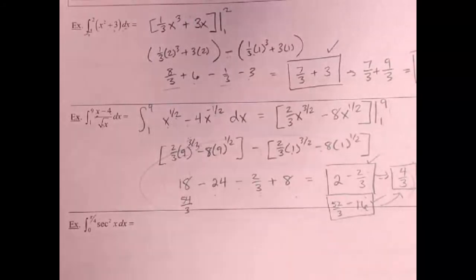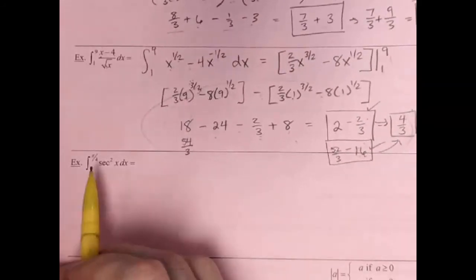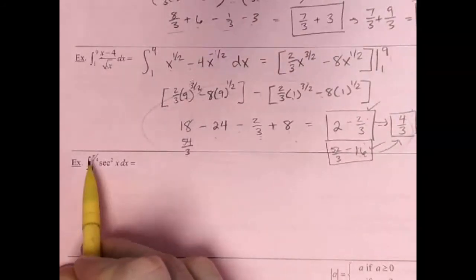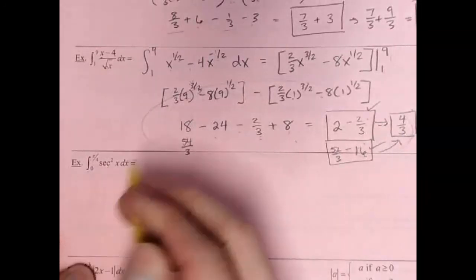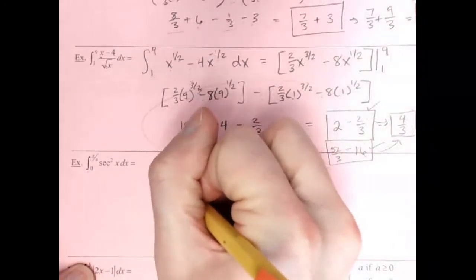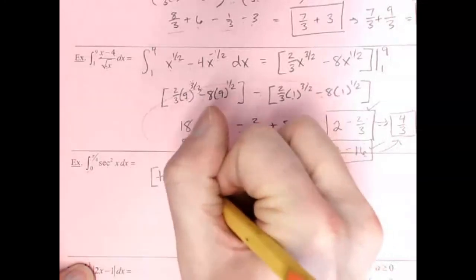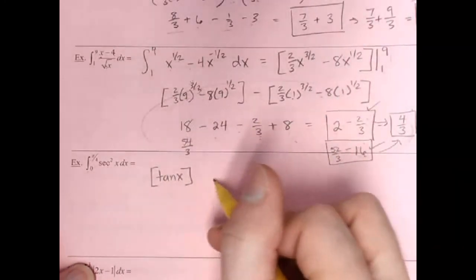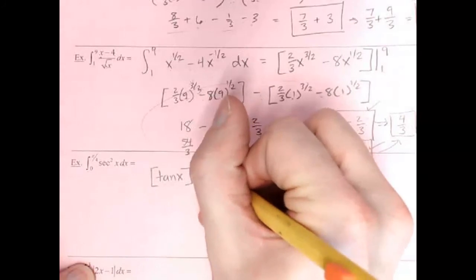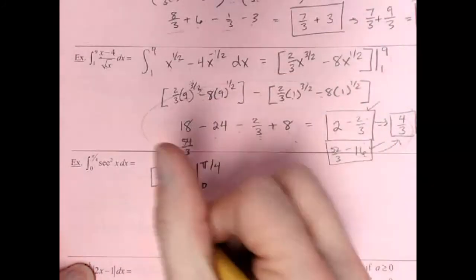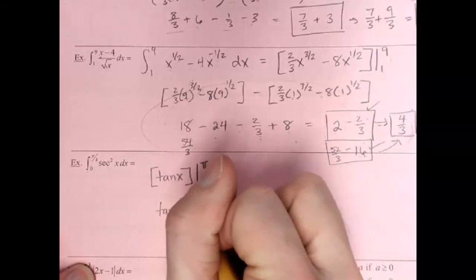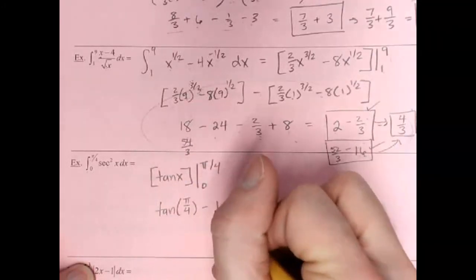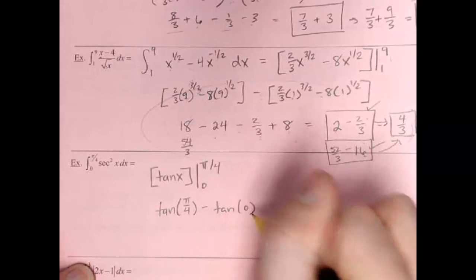All right, let's do one more and then we'll end this video. Here we go, last one, secant squared, and we're going to integrate it from 0 to pi over 4. First thing you got to do is integrate, right? Undo the derivative. And the integration of secant squared is tangent. If it was indefinite, I would put plus c. Since it's definite, I need to evaluate. So that means I'm going to plug in the upper one first. So I have tangent of pi over 4 minus tangent of 0.